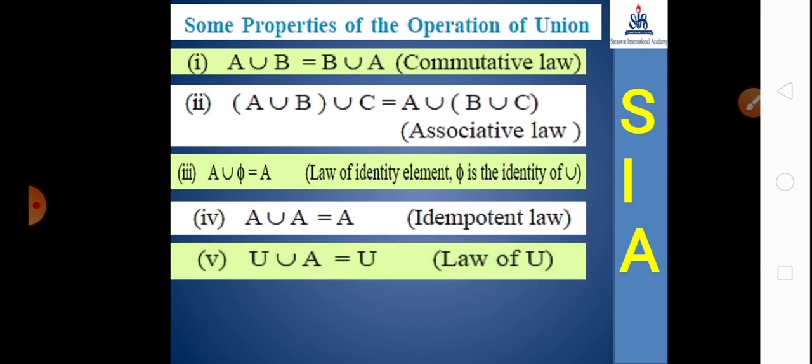And fifth one, U universal union A, it is called the law of the universal set. Universal means a big set and A is a small set, so universal union A is equal to universal. So here are 5 basic rules of union.